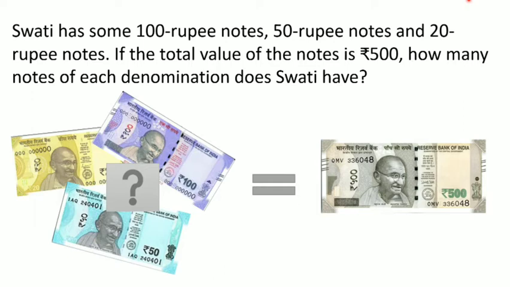So first we will write 20 rupees, 50 rupees and 100 rupees. The total of these notes is 20 plus 50, 70, 70 plus 100, 170. Again we will write the same notes. Again we will get 170. Now we will add 170 plus 170. We will get 340. But we want 500 rupees.